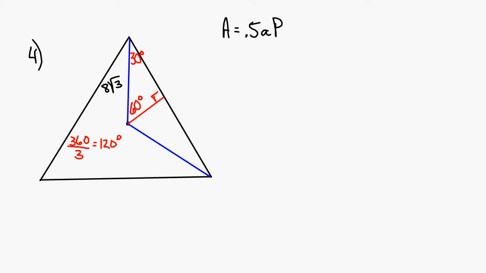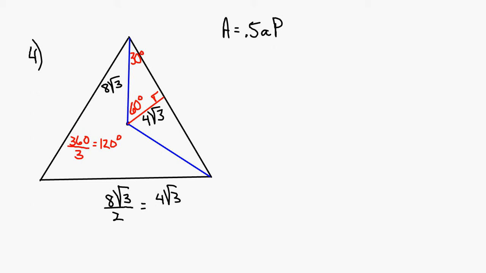The rule for a 30, 60, 90 right triangle is that the short leg, the apothem in this case, is half of the hypotenuse. So if you take 8 square root of 3 and divide it by 2, it's going to give you the apothem. 8 square root of 3 divided by 2 is 4 square root of 3. So this piece right here is 4 square root of 3.